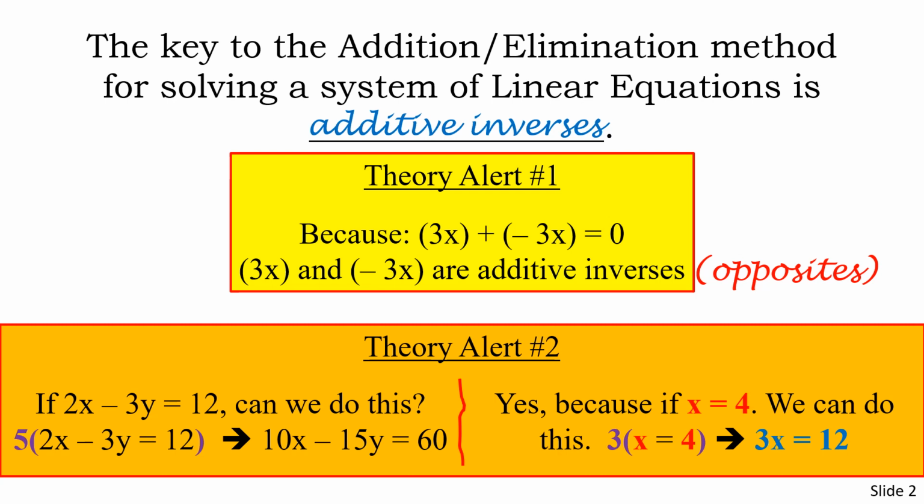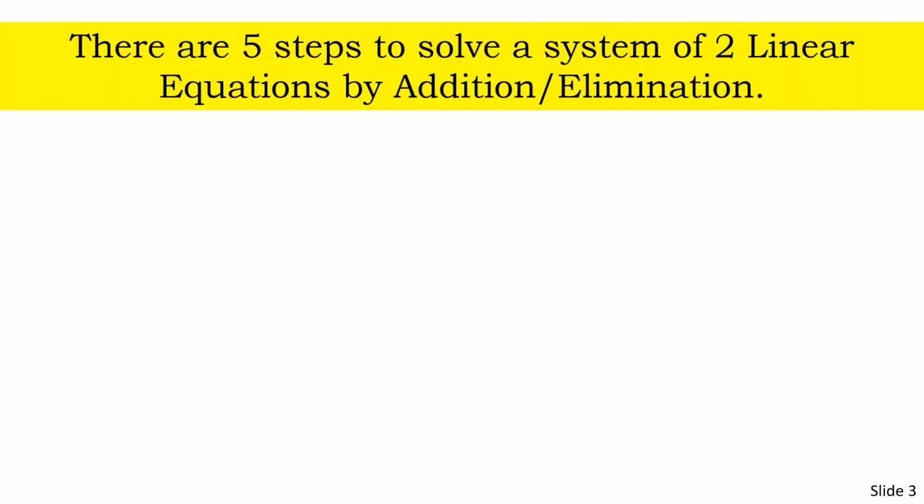Opposites cancel each other out, and we can alter an entire equation as we multiply every piece, both sides, by the same thing. There are 5 steps to solving a system of linear equations using the addition or elimination method. So here's the system.